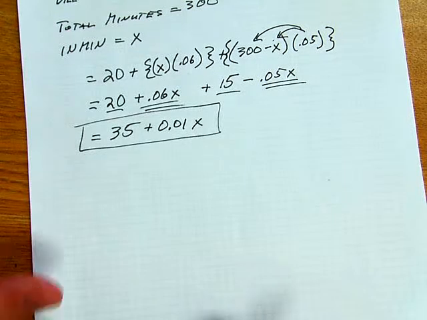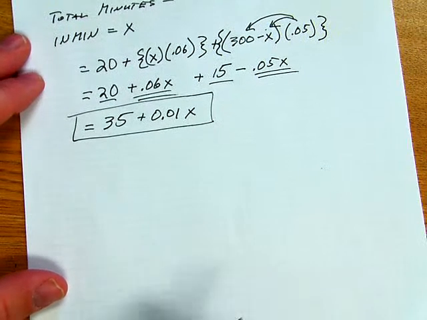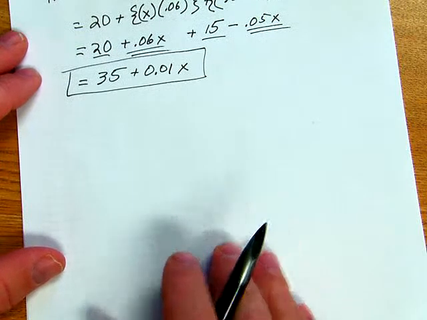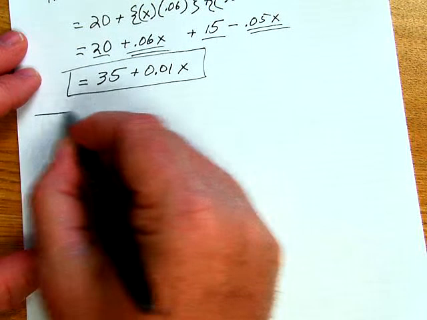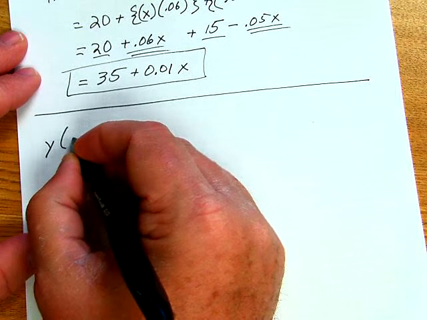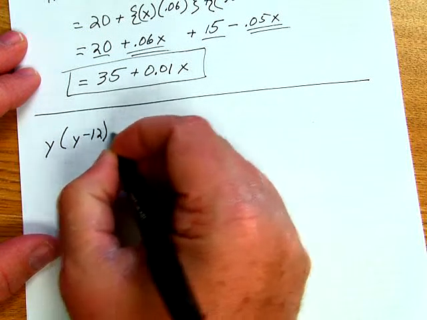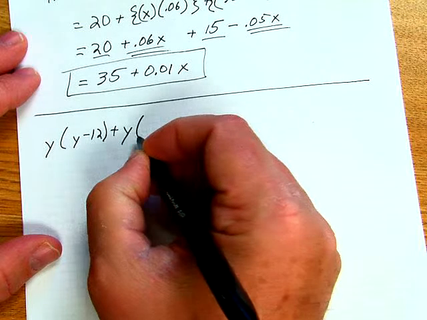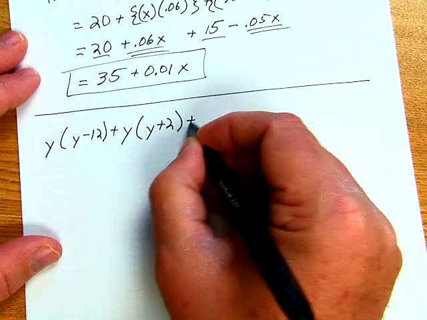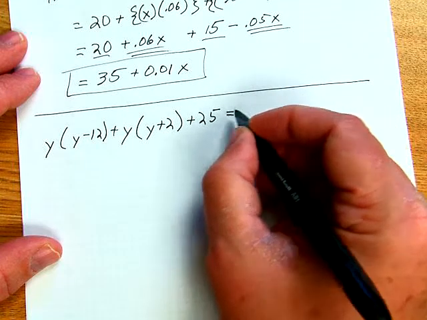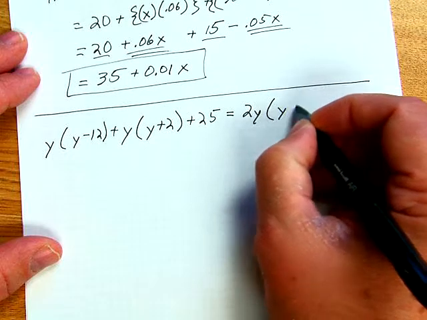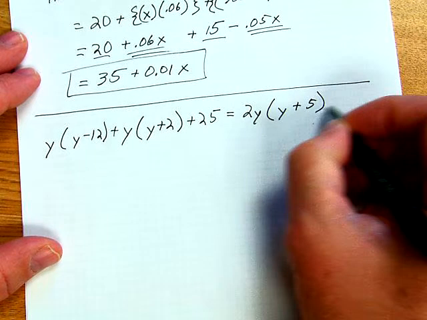Now let's take a look at another equation or a multiplication that has variables on both sides of the equal sign. Let's say we have y times y minus 12 plus y times y plus 2 plus 25, and that equals 2y times y plus 5 minus 15.